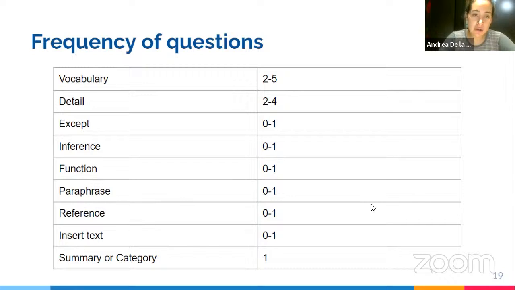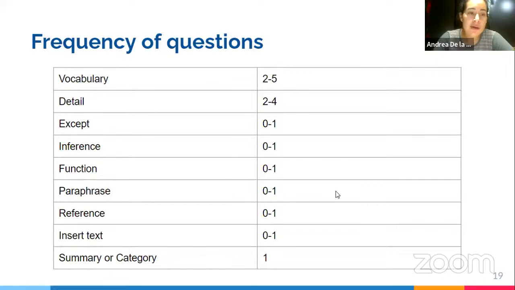But what we're going to do here is take a look at the types of questions that you get in the reading, and we're going to see different strategies to answer those questions. Okay? That's what we're going to do. We're going to see the types of questions you get in the reading section and strategies to answer.